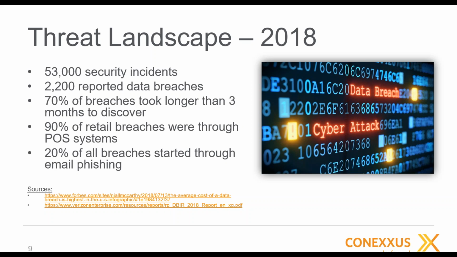2,200 reported data breaches. 70% of those breaches took longer than 3 months to discover within customer or corporate environments. 90% of those retail breaches were through point of sale systems. So that's very relevant to what we're going to talk through today. And 20% of all breaches total started through email phishing. These are stats that are released by, in this case, Verizon as part of their Data Breach Investigations Report, and just give a very high-level overview into what last year looked like.